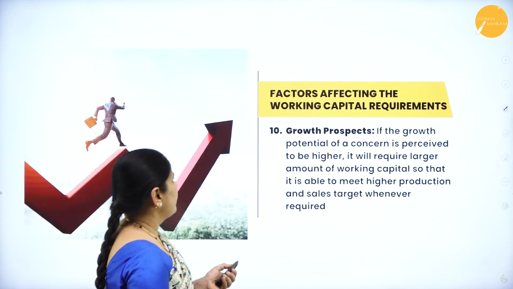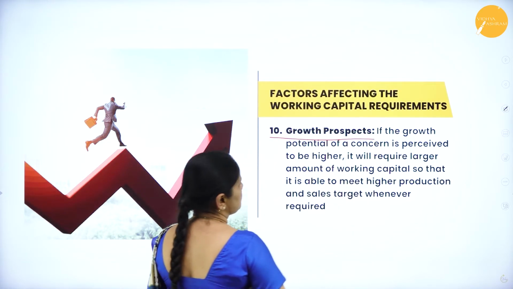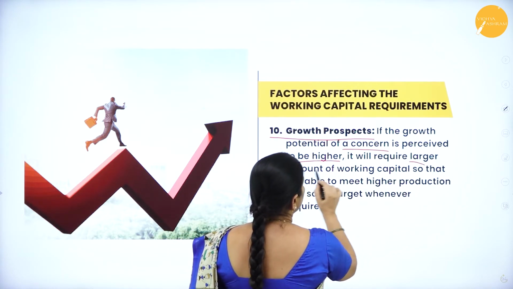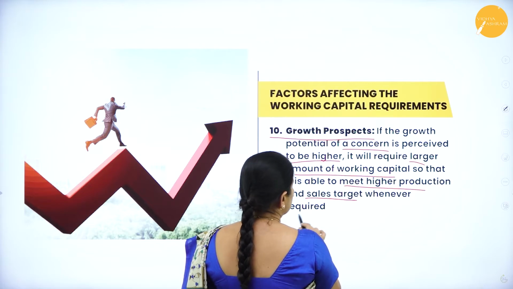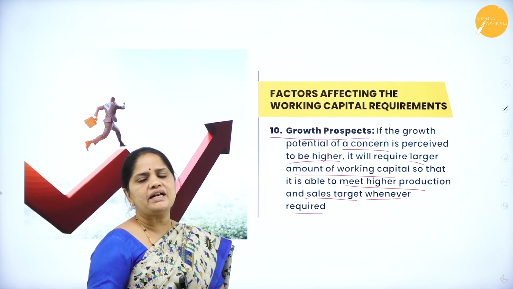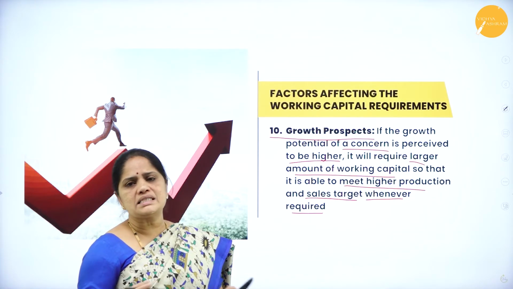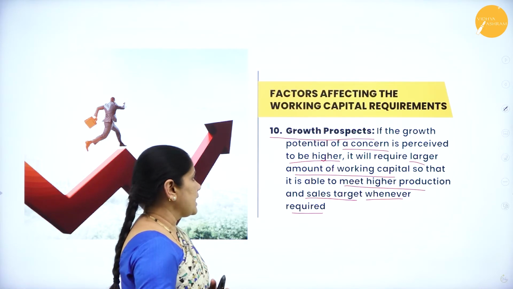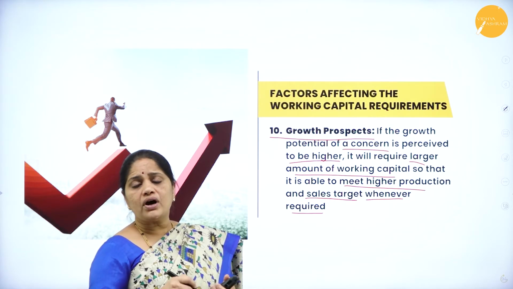Then, the next factor affecting the working capital requirement is growth prospect. So, if the growth potential of a concern is perceived to be higher, it will require larger amount of working capital. So, it will be able to meet higher production and sales target whenever required. So, working capital requirement will depend on the plans of the organization. So, if the organization has very large scale growth plans, then it will require a large amount of working capital. Why does it require a larger amount of working capital? Because it calls for higher production.